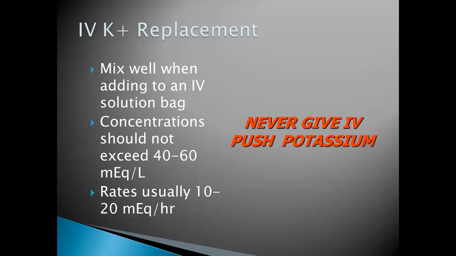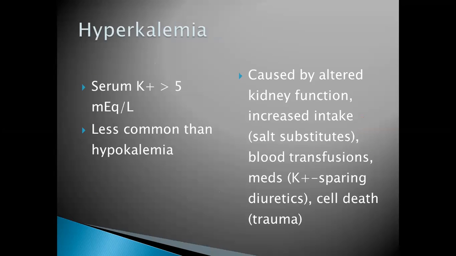For IV potassium replacement, some words of caution: never give an IV potassium bolus. Always mix with a solution. The concentration should not exceed 40 to 60 milliequivalent per liter, and the rate should not exceed 10 to 20 milliequivalent per hour. Hyperkalemia is serum potassium more than 5 milliequivalent per liter. It is less common than hypokalemia, caused mainly by altered kidney function, or there might be increased intake, blood transfusions or cell death.